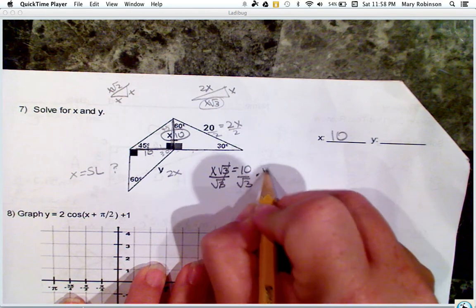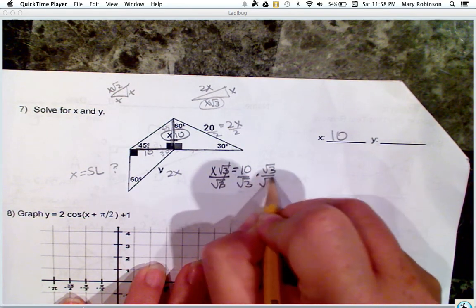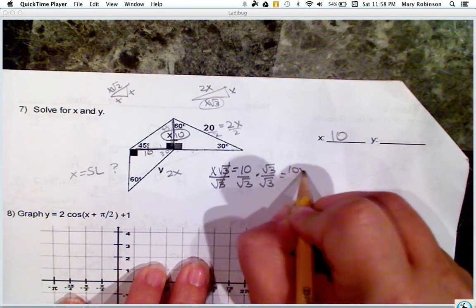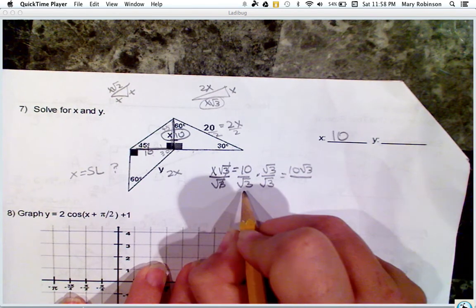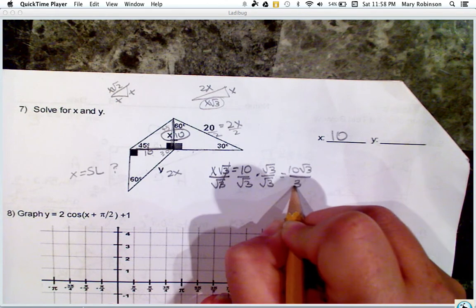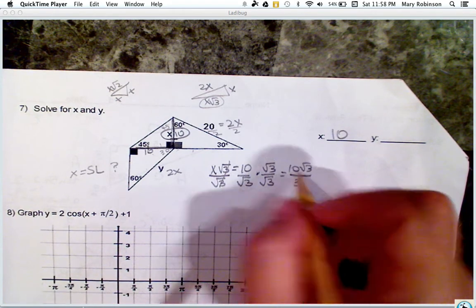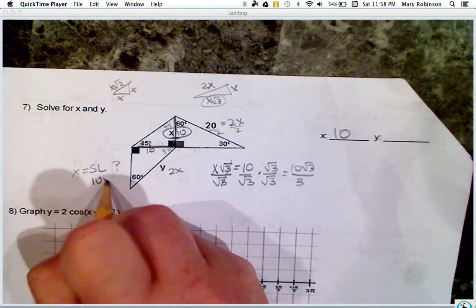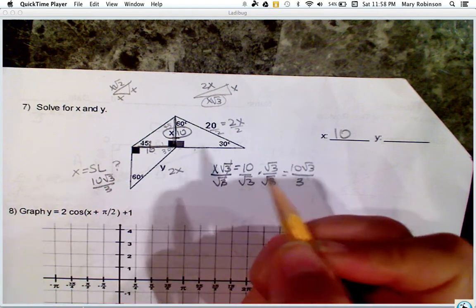and then rationalizing, and that's going to give us 10 square root of 3 over the square root of 3 times the square root of 3, which is the square root of 9, which equals 3. So this is the value of our short leg, 10 square root of 3 over 3.